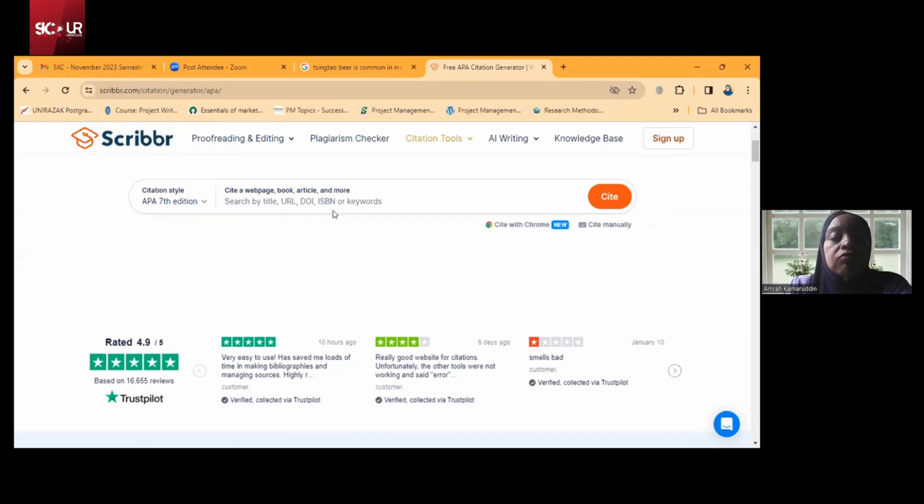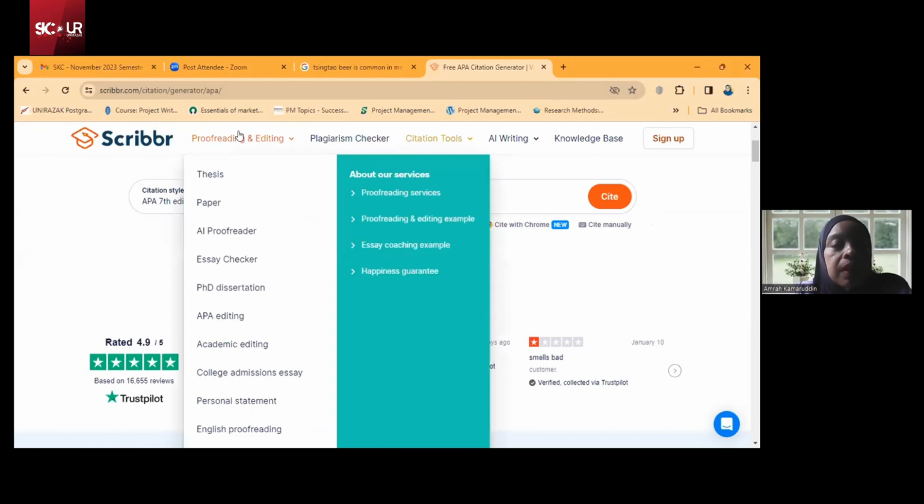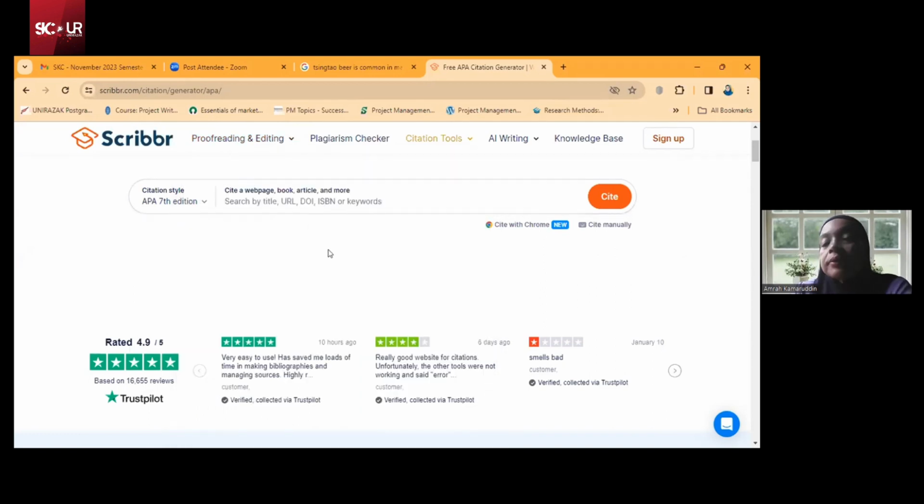Okay, so how to get the DOI? For example, you have the URL. So URL you know lah, whatever. For example, the URL is actually scribbr.com. Okay, what is actually the DOI? DOI stands for Digital Object Identifier. This is like the birth certificate of all the journals. It means like a chassis. A car has a chassis number.